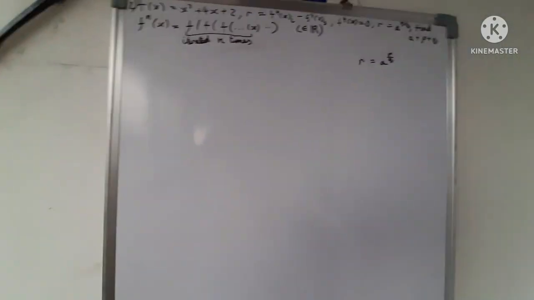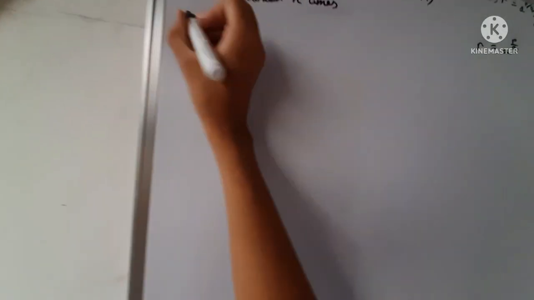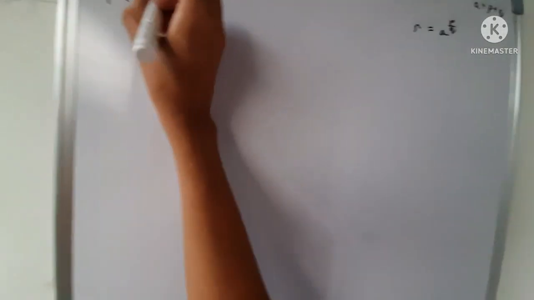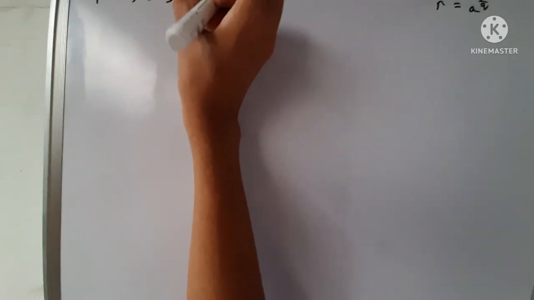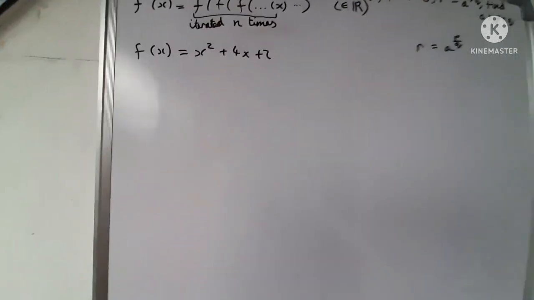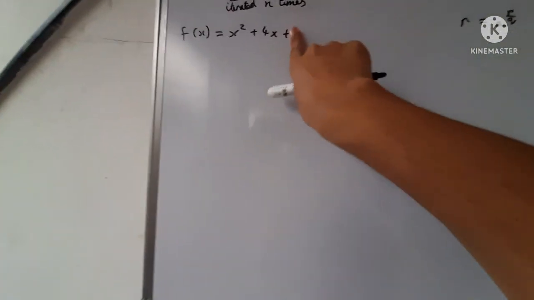So okay, let's start it, I guess. First we'll start with f of x is equal to x squared plus 4x plus 2. So let's think about it, right? What will be useful for us?